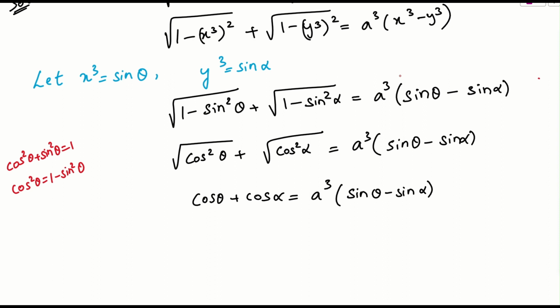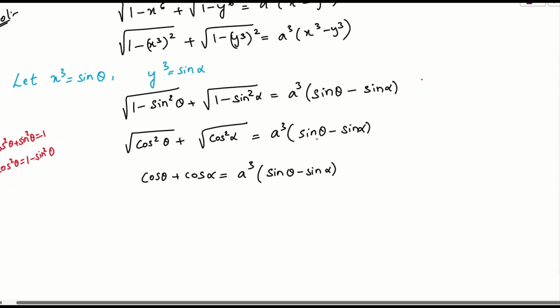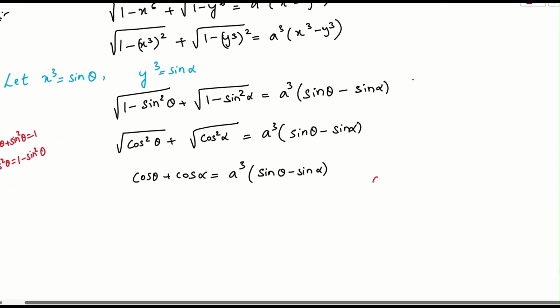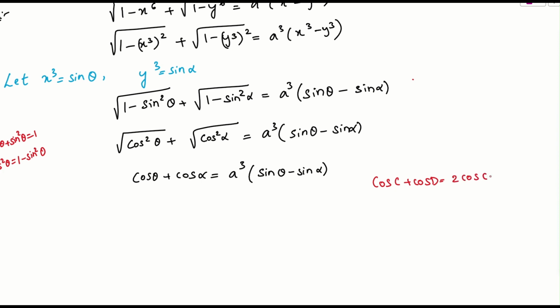So let me write down the formula first, then you can apply. Is it okay? Yeah. Note it down. We have a formula. What is the formula for cos c plus cos d? 2 into cos of (c plus d) by 2 into cos of (c minus d) by 2. Agree? And similarly, the right side is in the form of sin c minus sin d. What is the formula? 2 into cos of (c plus d) by 2, agree, into sin of (c minus d) by 2.